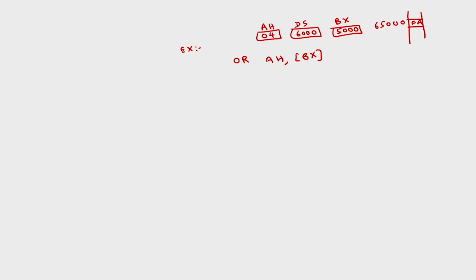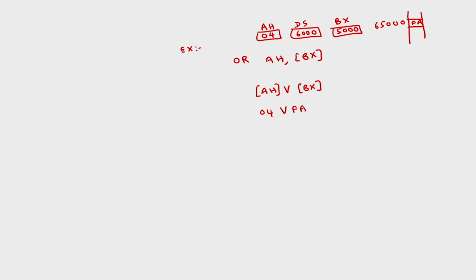So here this operation is going to logically OR the contents of AH with the contents of the memory location which is pointed by BX register. So in this we have physical address of 65,000, in that 65,000 we have FA. So AH contents will be logically ORed with the contents of memory. So AH contents, 04, logically ORed with FAH.